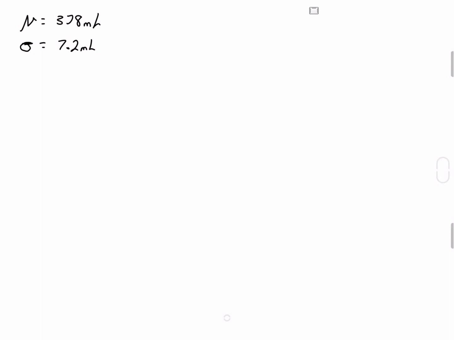How we're going to do this is the same way that we've been doing it previously with normal CDF. We're just going to chuck in the values that we're given. So the probability that X is less than 375, we'll plug that into our calculator. So again, normal CDF.